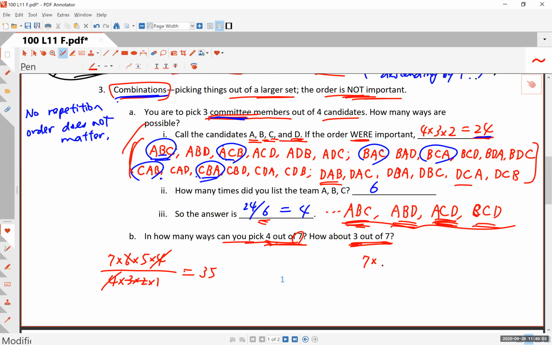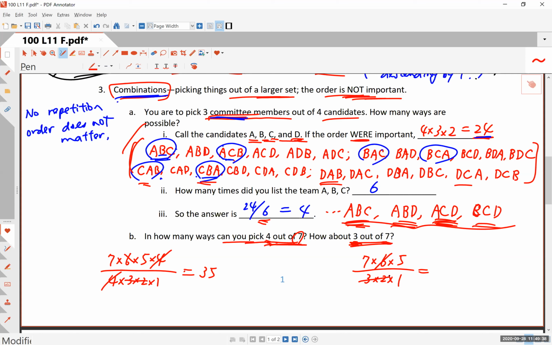If this were a permutations problem where the order is important, then 7 times 6 times 5 is the number of ways to pick 3 out of 7, if the order were important. But the order is not important here. So the permutation ABC is the same as VCA and CBA and so on. So you divide this by 3 times 2 times 1. That's 6 different ways, just like here, 6 different ways of writing each combination as 6 different permutations. So you divide. And so that's the answer to this question.